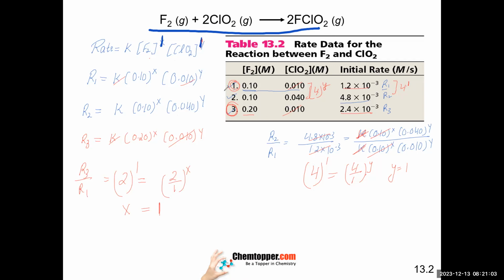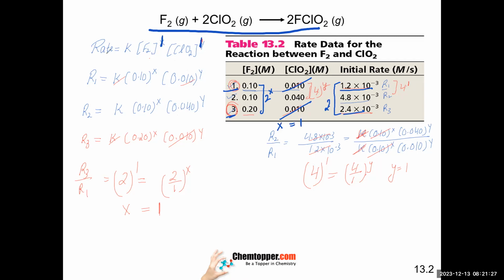So in experiment 1 and 3, when you double the concentration of F2, keeping ClO2 constant, the rate has increased exactly by the same amount, 2. So 2 raised to power X is 2. So it means X is 1.